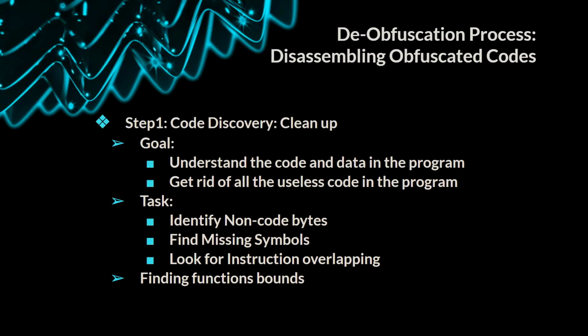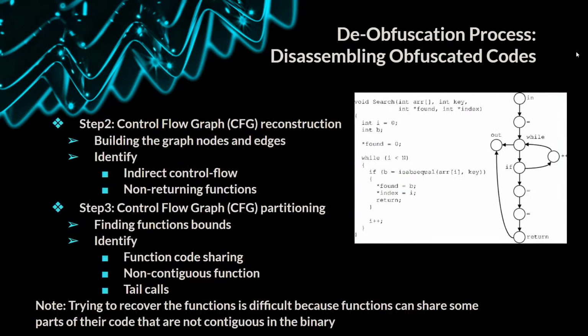So this is the first example of our first step of code discovery. What you're going to do is understand how the code works, and then go out of your way to get rid of all the useless code, which was used to pretty much beef it up. Identify non-code bytes, find missing symbols, look for instructions overlapping, and then find the bounds of each function.